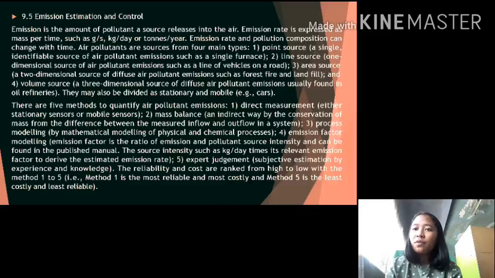4. Emission factors modeling. Emission factor is the ratio of emission of pollutant to source intensity and can be found in the published manual. The source intensity, such as kilogram per day, is multiplied by its relevant emission factor to derive the estimated emission rate. 5. Expert judgment, subjective estimation by experts and knowledge. The reliability and cost are ranked from high to low, with the method 1 to 5, i.e. method 1 is the most reliable and most costly, and method 5 is the least costly and least reliable.